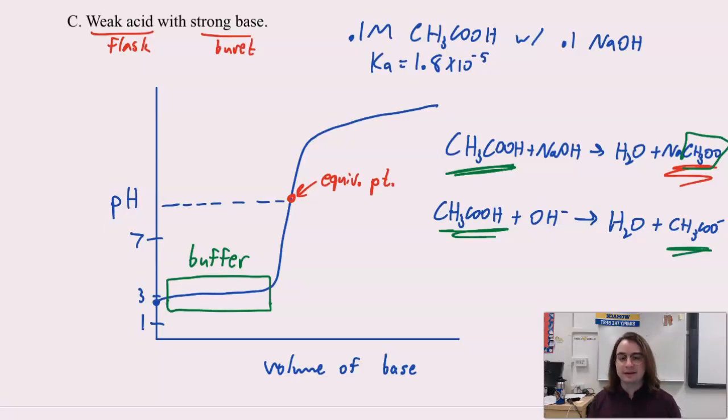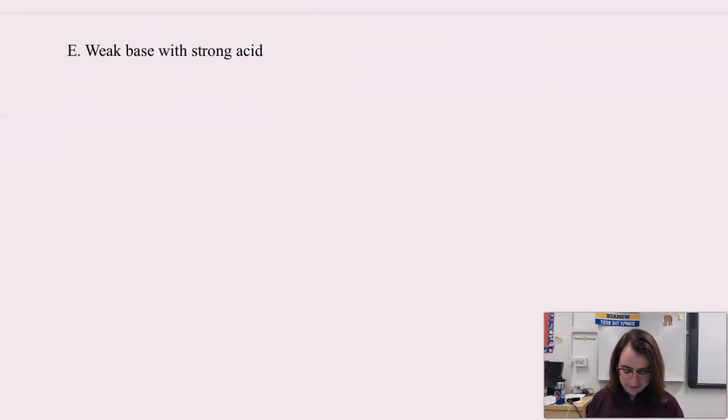So that's one of the key differences between weak strong and strong strong, right? So again, for a weak acid and a strong base, equivalence is going to be higher than 7. It is not going to be at 7. So let's look at another one. You might be able to guess what the pattern here is.